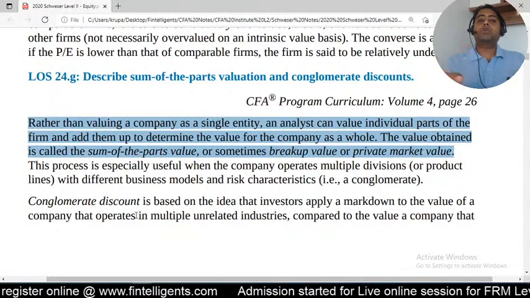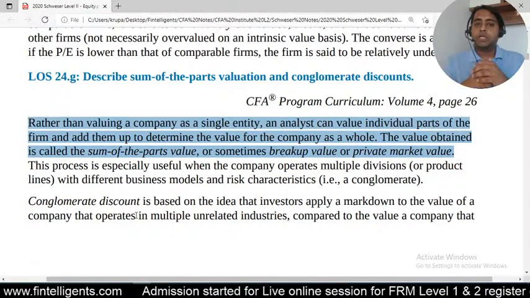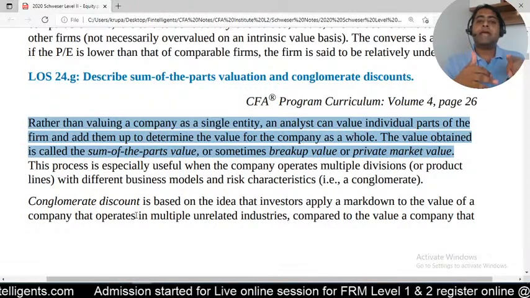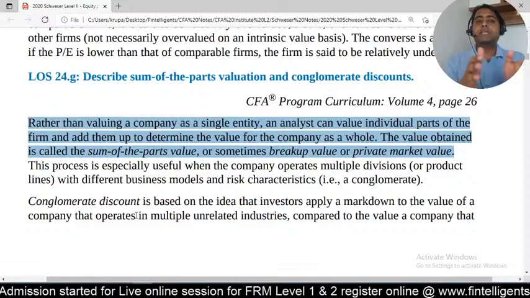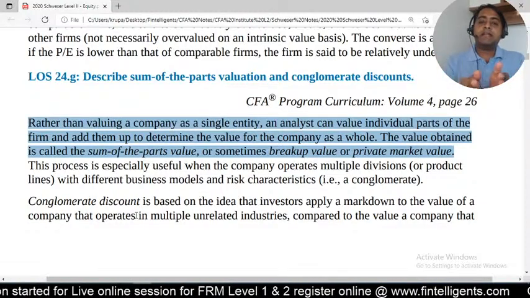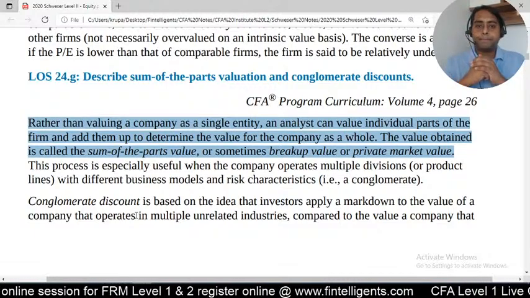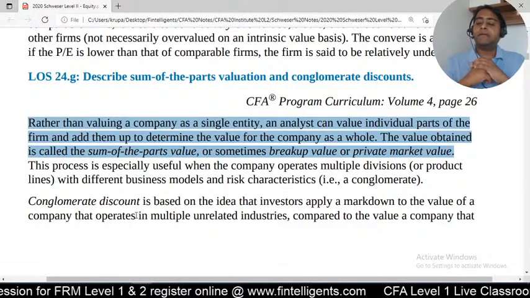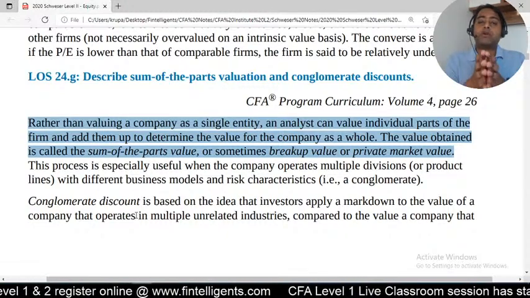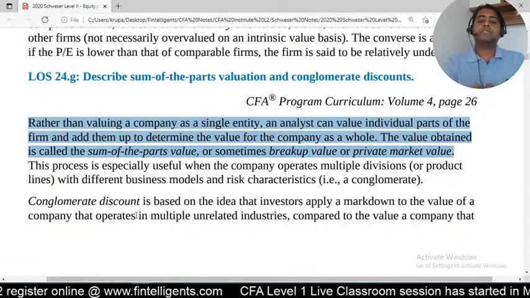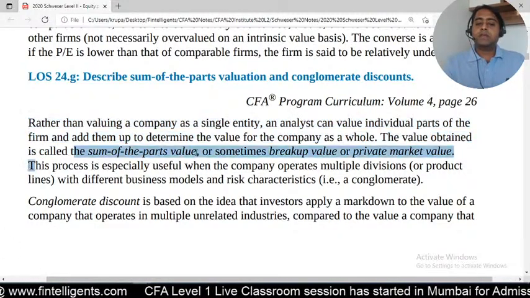So suppose I want to value HDFC as a holding company. It has HDFC Limited, HDFC Bank, HDFC Health Insurance, HDFC Life Insurance. So I will individually calculate the value of each company and then add it up to find the value of the entire HDFC brand. Now this is generally done when a conglomerate is operating, where a company is operating in different businesses. Read this entire section.